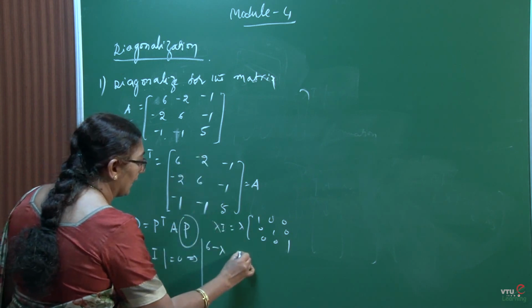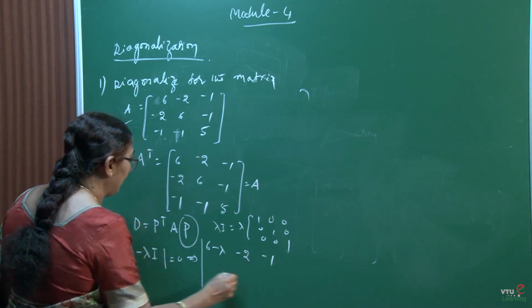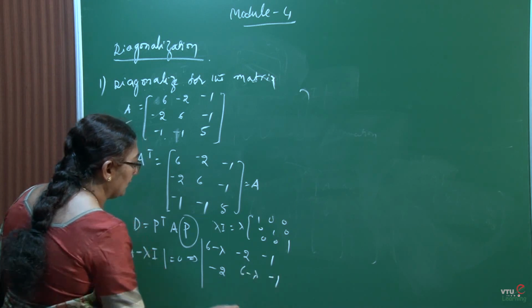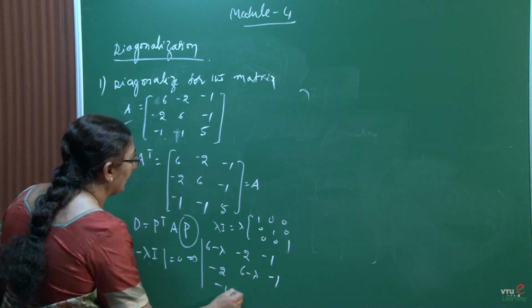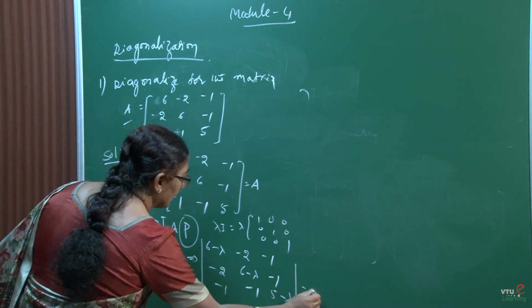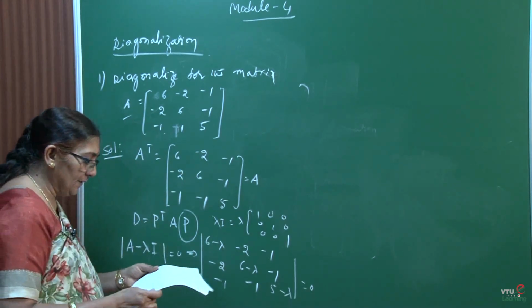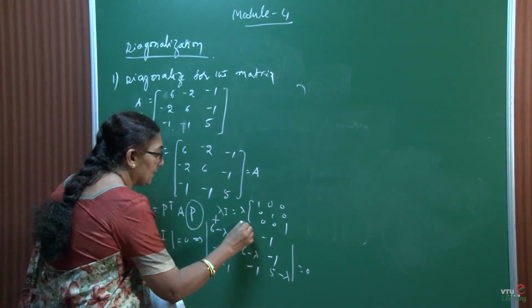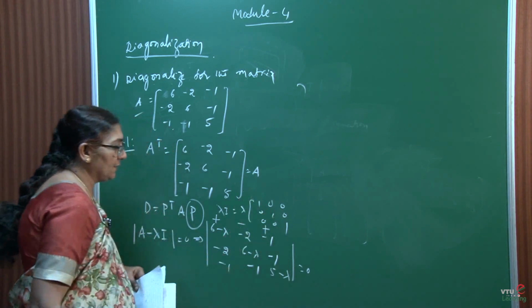The rest of the values remain as they are, because only the diagonal values vary. Minus 2, 6 minus lambda, minus 1, and then minus 1, minus 1, 5 minus lambda. Take the determinant of this. You know how to evaluate this determinant. Now you take the 3 cross 3 determinant with signs plus, minus, plus.